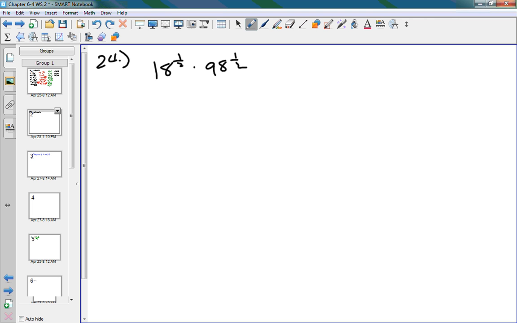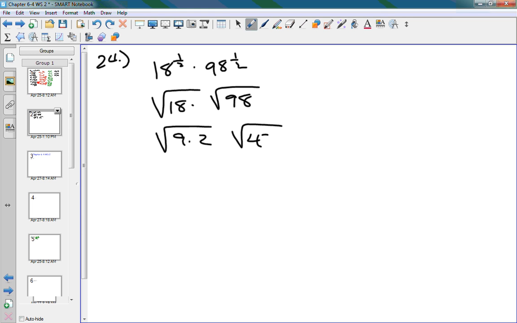Okay. Right now, put them in a square root format. So this is the square root of 18 times the square root of 98. 18 is going to be 9 times 2. 98 is 49 times 2. What's the square root of 9? What's the square root of 49? So this gives you 21 times the square root of 4. What's the square root of 4? 21 times 2 is 42.